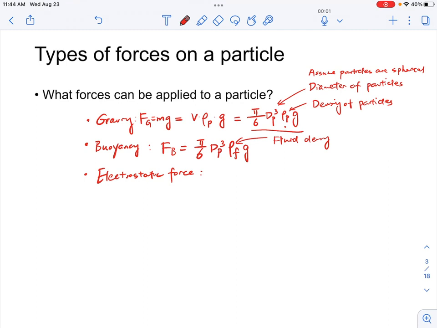So under the electrostatic force or the electric field, the electrostatic force can be represented as Q multiplied by E, right? So the Q is the charge or the charges on the particle, and E is the electric field strength.